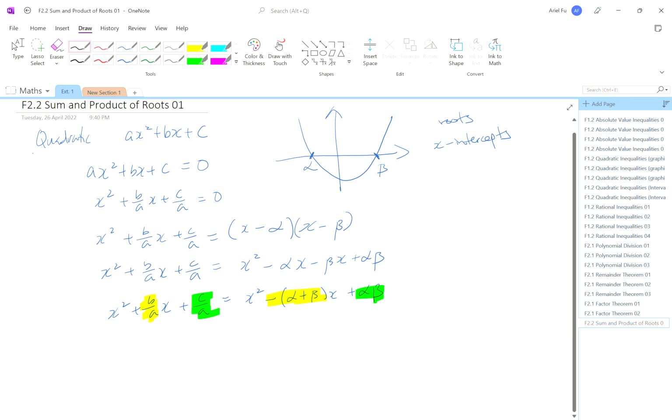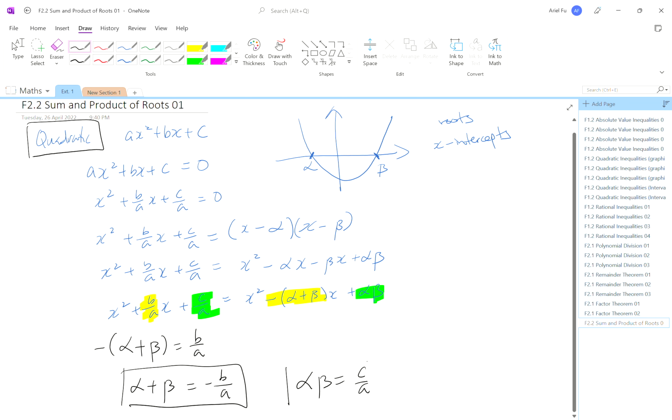In other words, for a quadratic equation, negative alpha plus beta equals b on a, which means that alpha plus beta is equal to negative b on a. That is called the sum of roots. And I can also say that alpha beta, let me just rewrite that. Okay, alpha beta is equal to c on a by equating the constants, and we've got the product of roots.